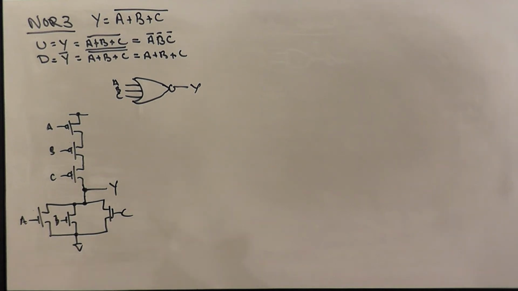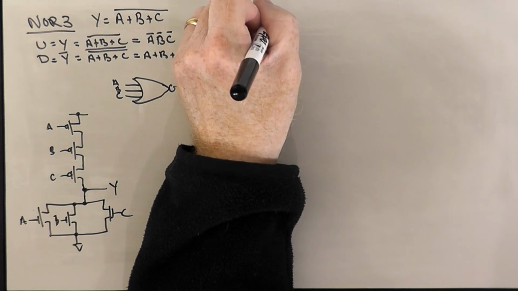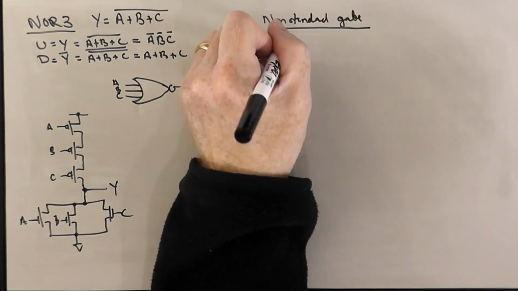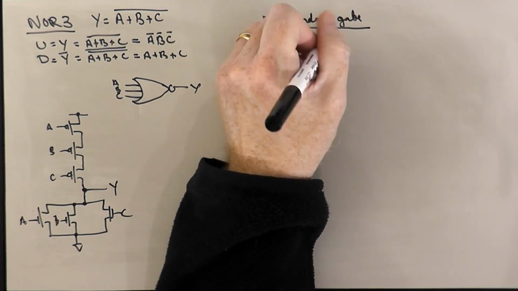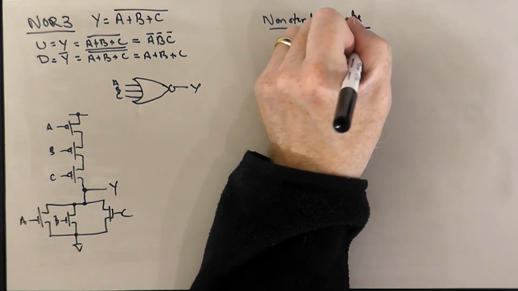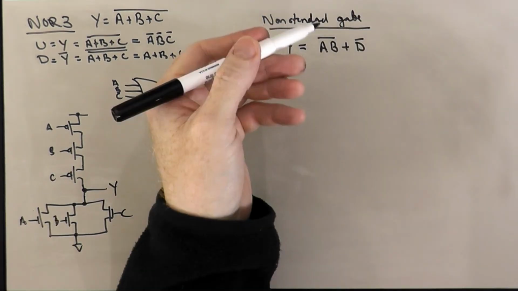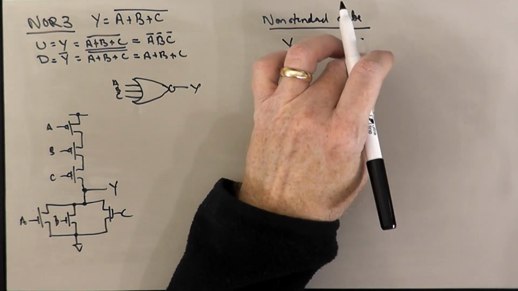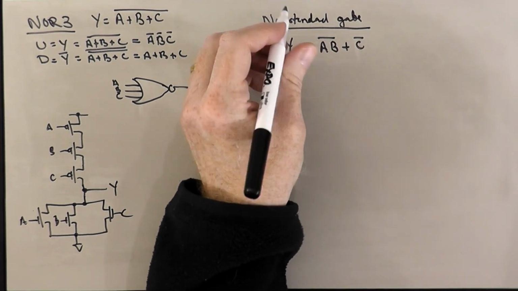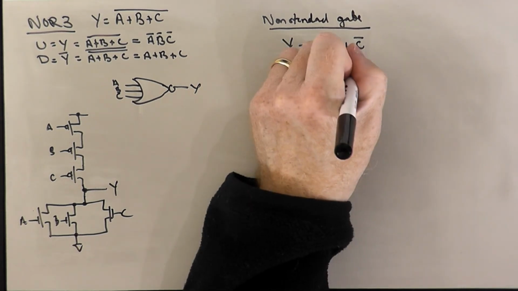If we had some other weird, non-standard gate, I suppose we had something like the function Y equals (A B bar) or C bar, something like that. So it's not a standard function that has a name. Maybe I'll just use C instead of D, since we're using D for our pull-down conduction condition. So in this case, U would be, again, Y, which is A NAND B, or not C.